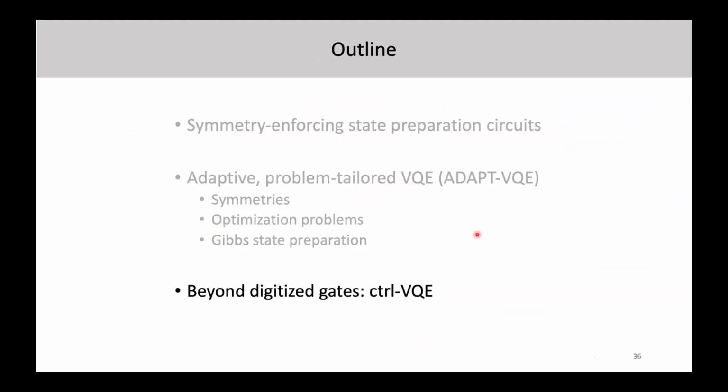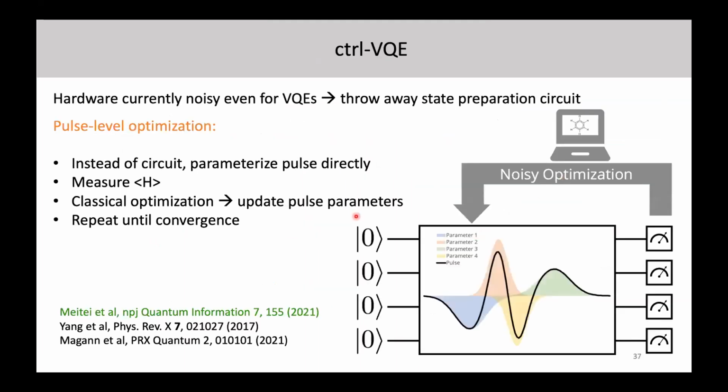Okay, and then in the last couple of minutes, I wanted to briefly mention our work on going beyond digitized gates and using this algorithm called ctrl-VQE. So hardware is currently very noisy, even for variational quantum algorithms, which are designed for near-term devices, at least in principle. And the basic idea behind ctrl-VQE is to just throw away the state preparation circuit. Stop talking about gates, and instead think about pulse level optimization.